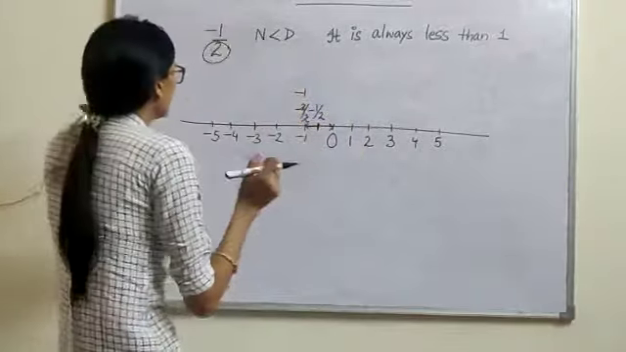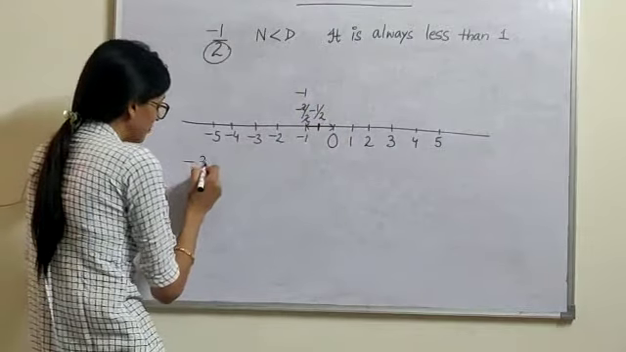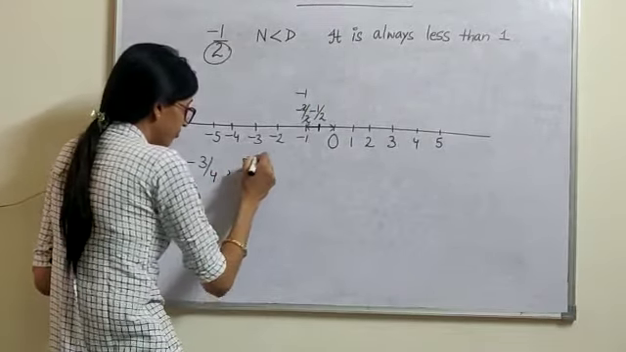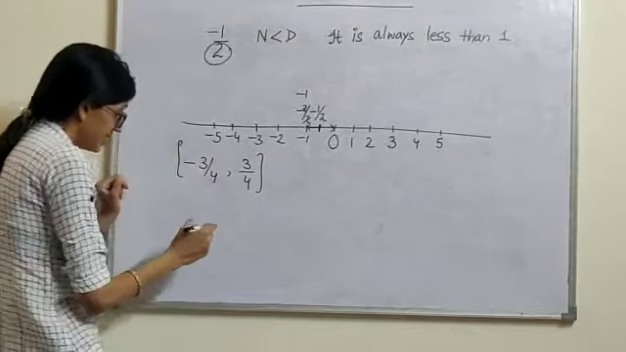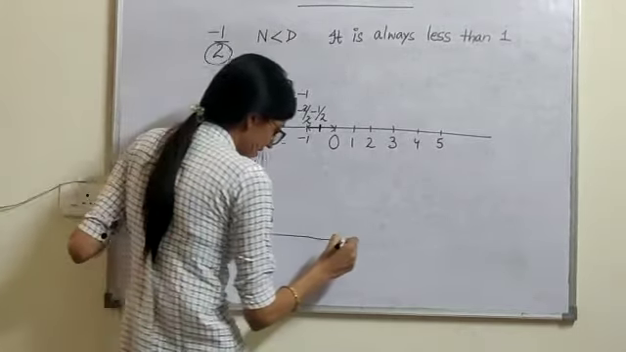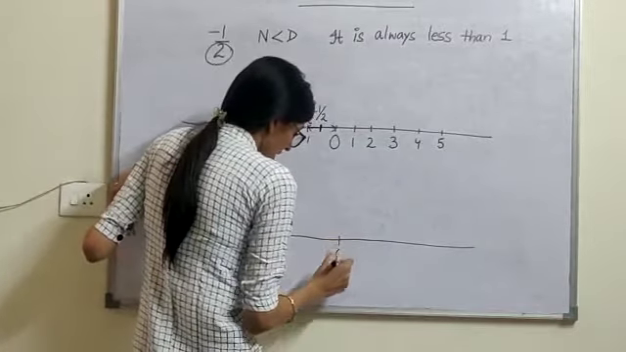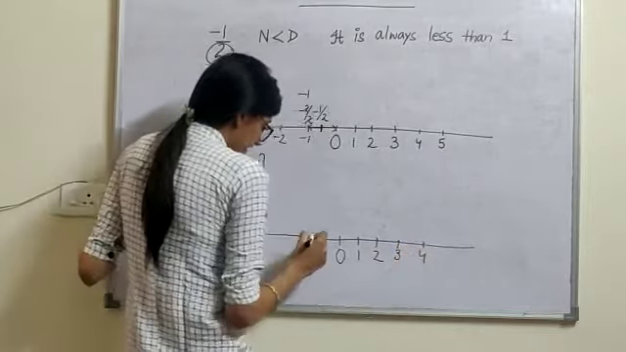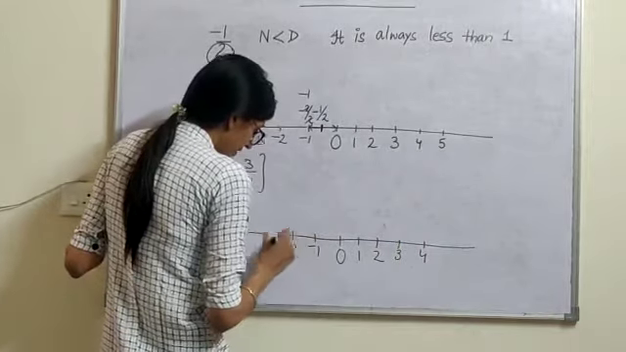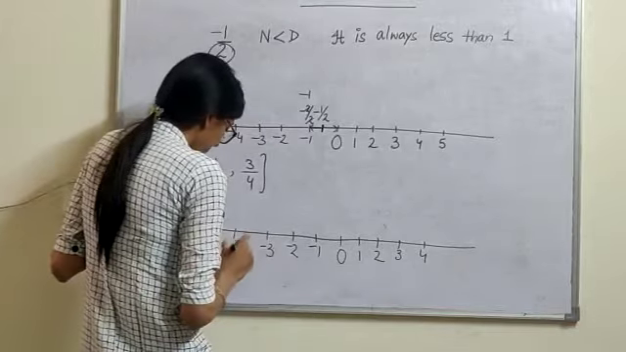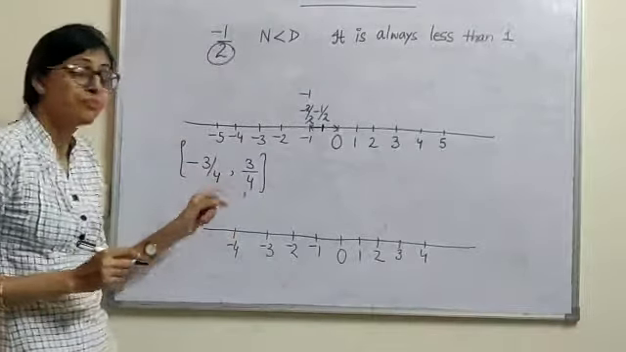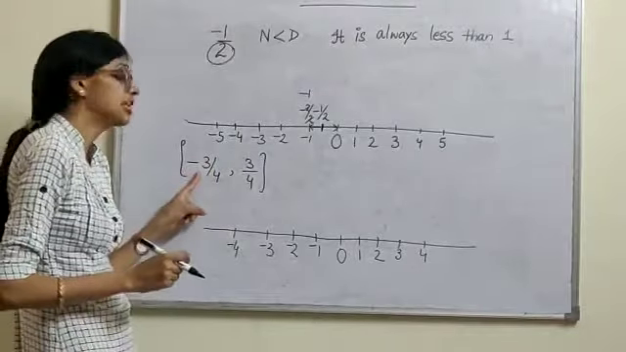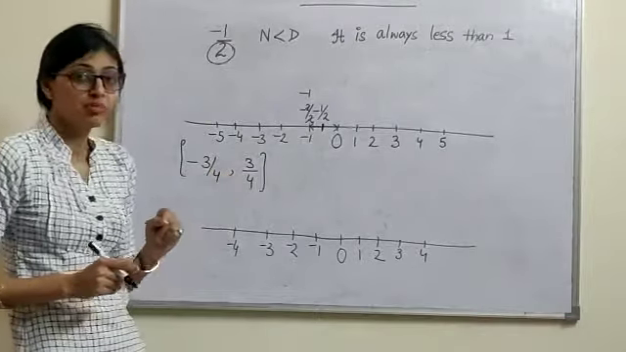Okay, let's take another example. Suppose you have to represent minus 3 by 4 and 3 by 4 on number line. First you need to draw a number line. Here there are positive integers on the right hand side, and on the left hand side there are negative integers. Now again these are proper fractions because numerator is less than denominator. This is a negative proper fraction, this is a positive proper fraction.